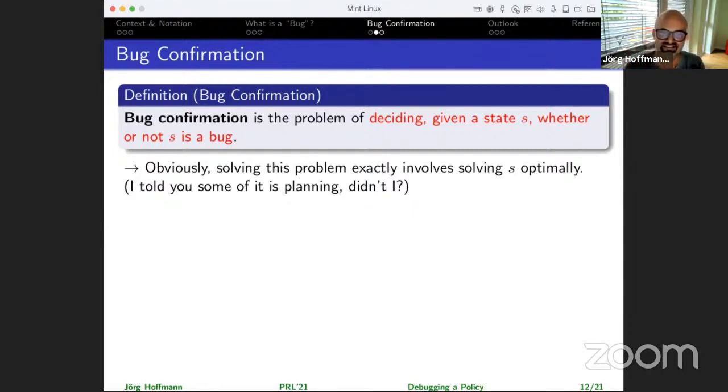Now, obviously, this decision problem is just another word for optimal planning. I mean, it subsumes optimal planning, right? You have to find the optimal solution for S in order to decide whether or not the policy you're considering has a bug at S. So I told you it is planning, didn't I? Now we have to do optimal planning in order to solve the problem. So we approximate.